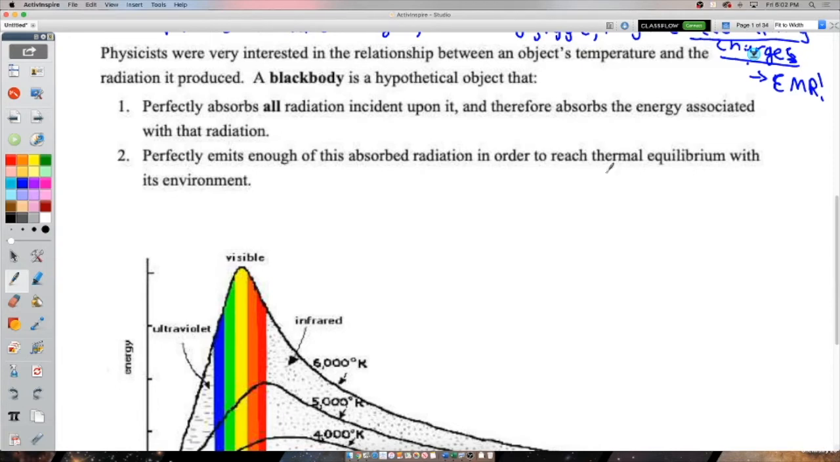That just follows the second law of thermodynamics. Energy goes from high to low. Heat flows from high to low. So black bodies, perfect absorbers, and then perfect re-emitters. As it heats up, because it's absorbing that energy, its emitted EMR will also increase.